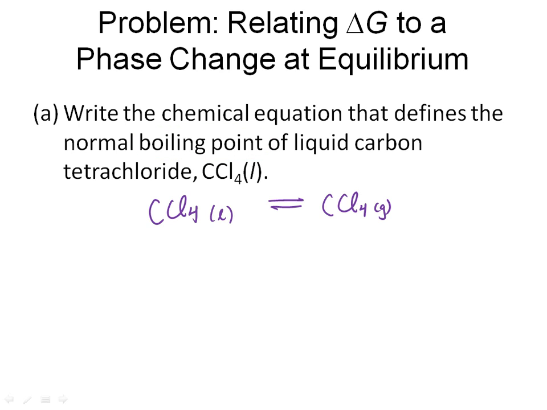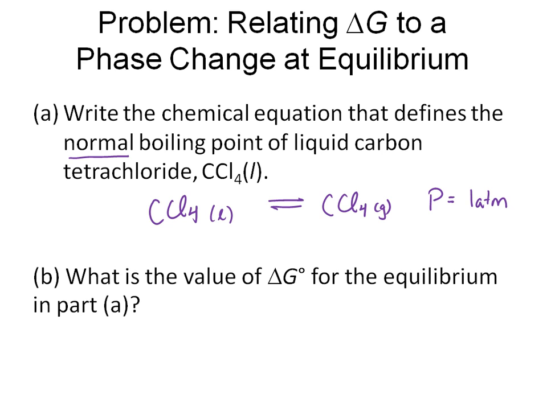One other minor detail, what does normal mean? And of course, normal is referring to the pressure. So because they said the normal boiling point, we must be talking about a pressure of 1 atm. All right, let's move on. What is the value of delta G naught for this equilibrium in part A? So go ahead and take a moment and see if you can think of this to yourself.